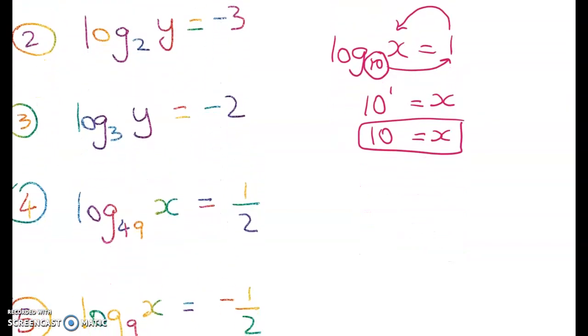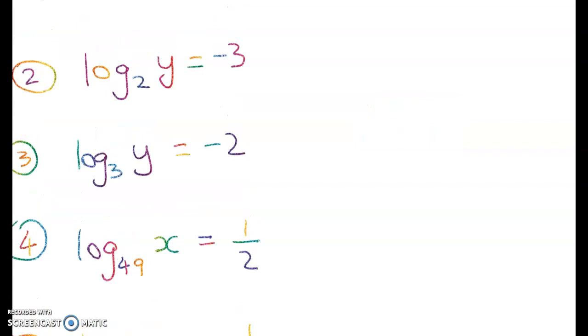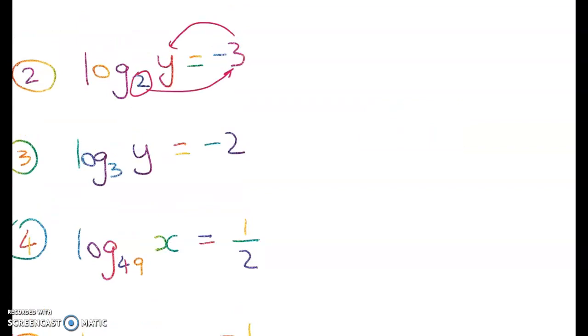So if you want to, you can pause the video here and just have a go at those. I've deliberately put negative and fractional powers in most of these questions. Okay, so I'm just going to work through them one at a time. And in each case, this is what I'm going to do. So here we've got 2 to the power of negative 3 is equal to y. So that means 1 over 2 to the power of 3 equals y. Y is equal to 1/8.